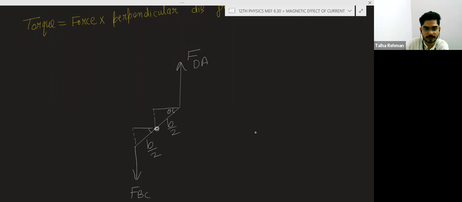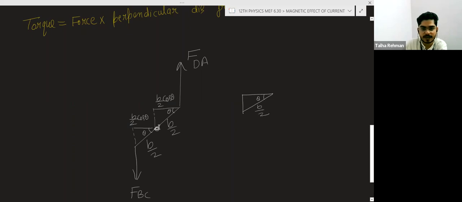This angle is theta. This angle is theta. So this will become B by 2 cos theta. You can calculate this B by 2 cos theta with the help of a triangle. This is the triangle. This is the angle theta. This is given as B by 2. See this triangle, how this length is B by 2 cos theta. Very simple. So this is the angle theta. With respect to this angle, this side will be perpendicular and this side will be base.